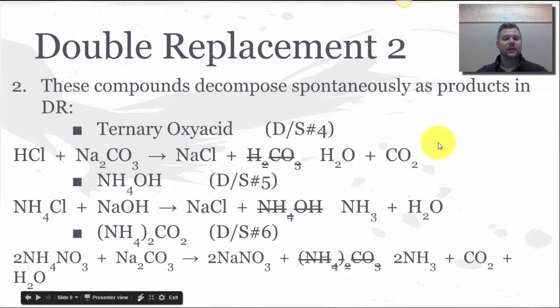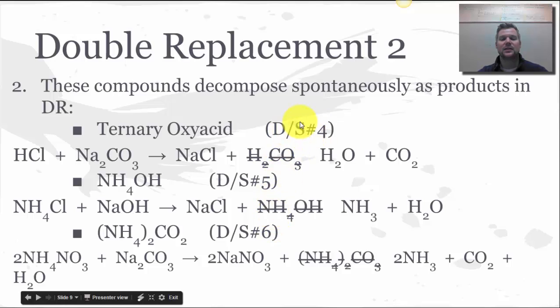The little bit more complicated double replacements is this idea that if we happen to form one of these 3 products, we are automatically going to break that product down. So our 3 products that we form are ternary oxyacid, ammonium hydroxide, and then ammonium carbonate. And that should be a 3 right there, not a 2. That's a typo on my part. And the thing with these are decomp/synthesis numbers 4, 5, and 6.